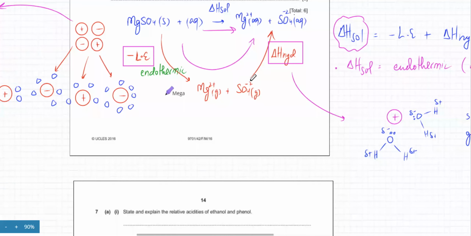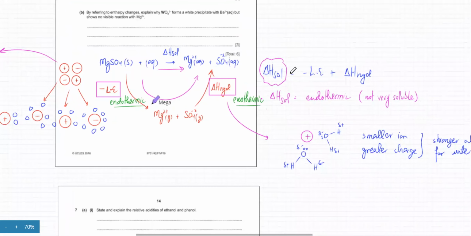And over here, you're forming bonds with water. Once the gaseous ions are dissociated and the water molecules come in, they get attracted to the ions and form bonds with them. So that's bond formation. That part is exothermic. So one part is endothermic, the other part is exothermic. Now, remember, if the enthalpy of solution overall is endothermic, that means it's not going to be very soluble because the dissolving process is not going to happen, since it requires energy.